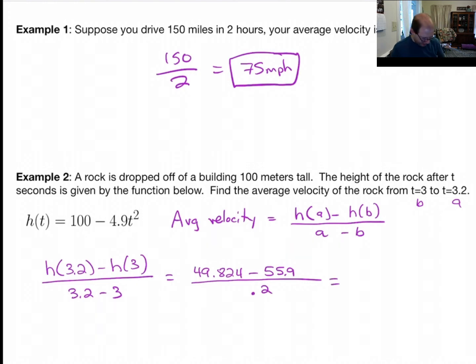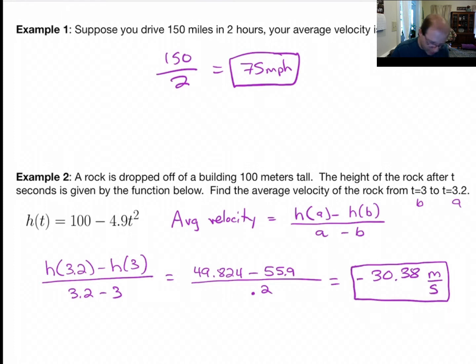And if we do this, let's see, 49.824 minus 55.9 equals that, divided by 0.2, gives me negative 30.38. And let's see, my units here are meters per second. So that's the average velocity of this rock during that time. Now it's negative because it's going down.